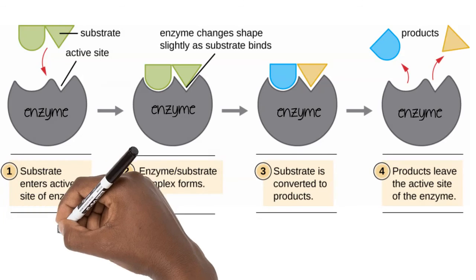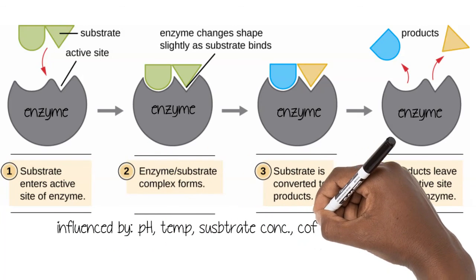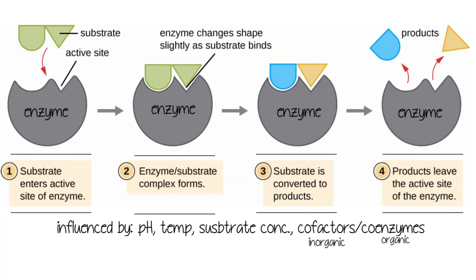Enzyme substrate reactions are tricky. They have to have a perfect environment to be active. The pH, temperature, substrate concentrations, and cofactors and coenzymes have to be perfect for the active site to welcome the substrate.